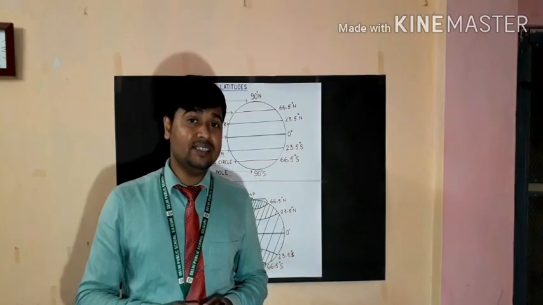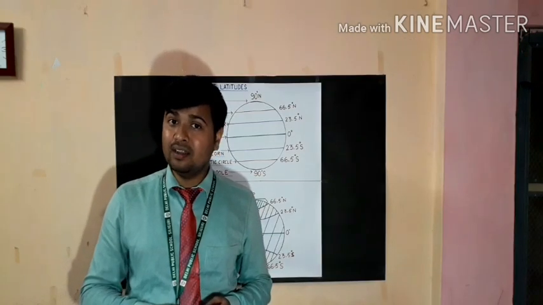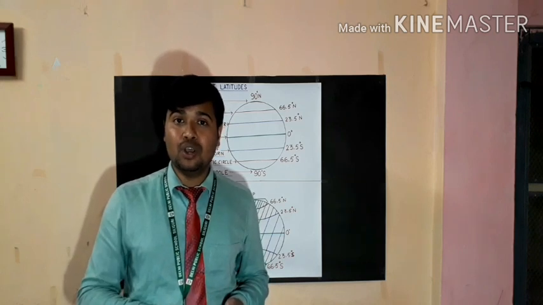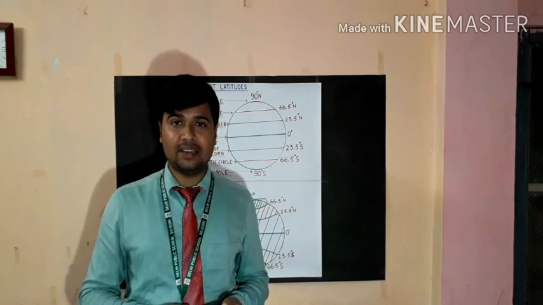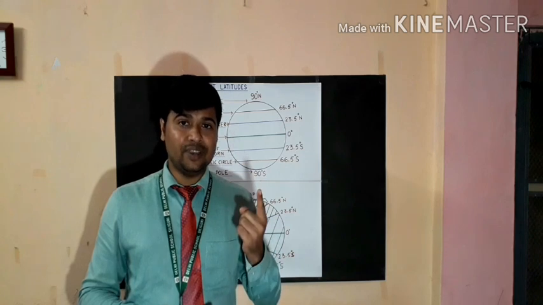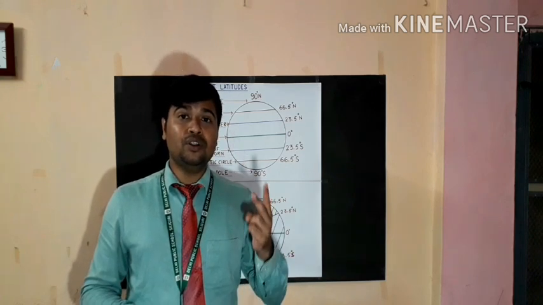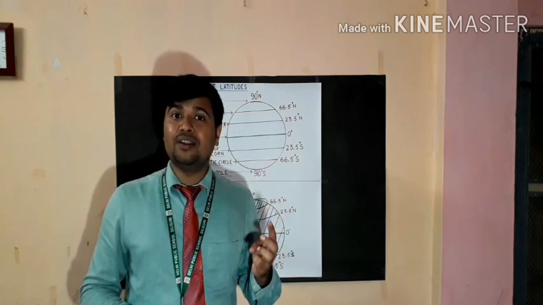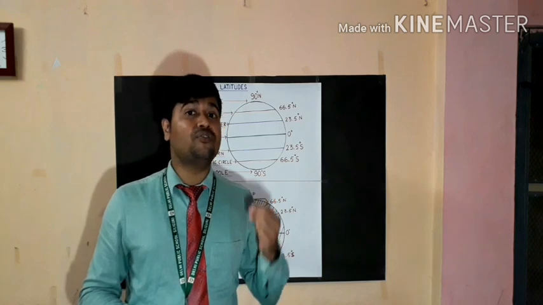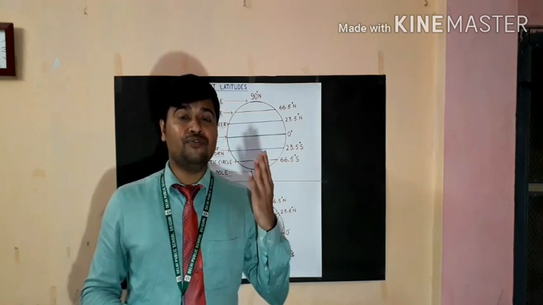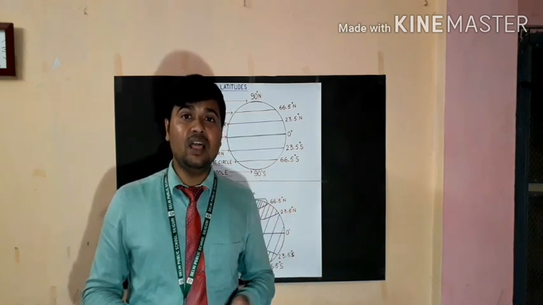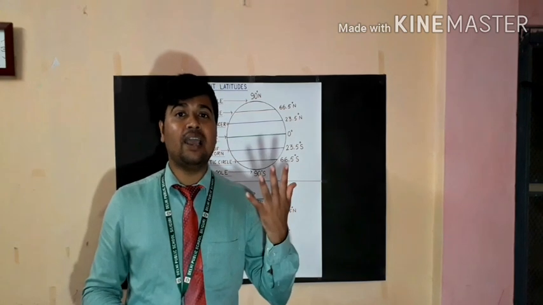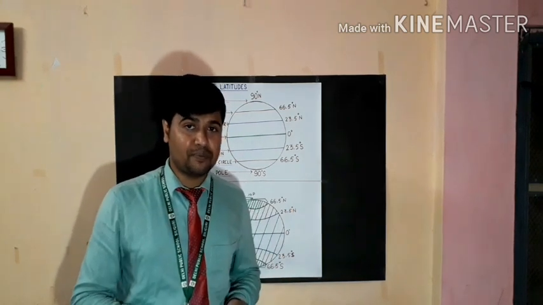Number 1 is important parallels of latitude. What are the important parallels of latitude? Number 1, Equator. Number 2, Tropic of Cancer. Number 3, Tropic of Capricorn. Number 4, Arctic Circle. And number 5, Antarctic Circle.